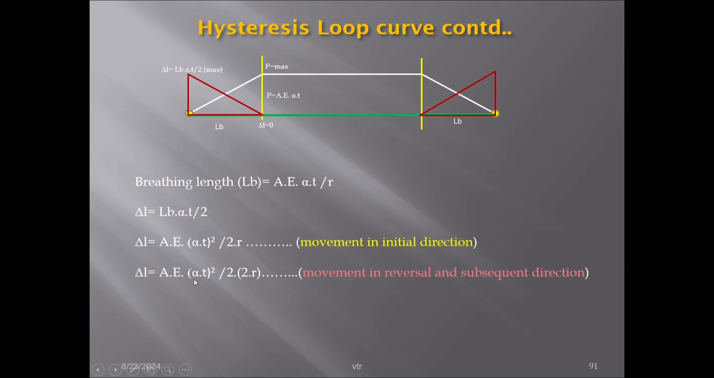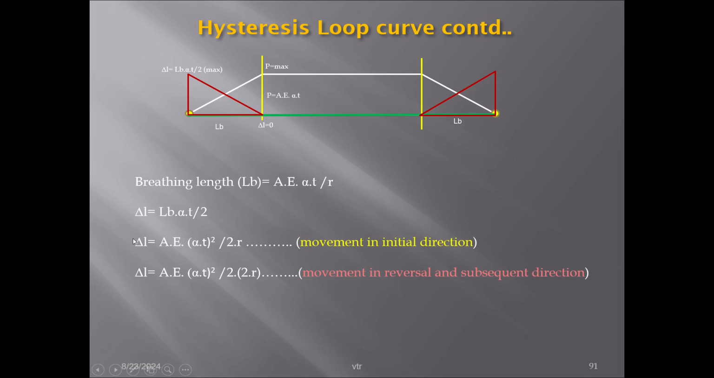And another formula is also there. Delta L equal to A alpha T whole square divided by 2 into double the ballast resistance. So these are the two main formulas available. Based on these only, we arrive at the movement, the expansion contraction with various temperature, and finally we plot the curve. We call it the loop curve. So let's go to the next slide. We will discuss further what this loop curve is and why we have the two equations.